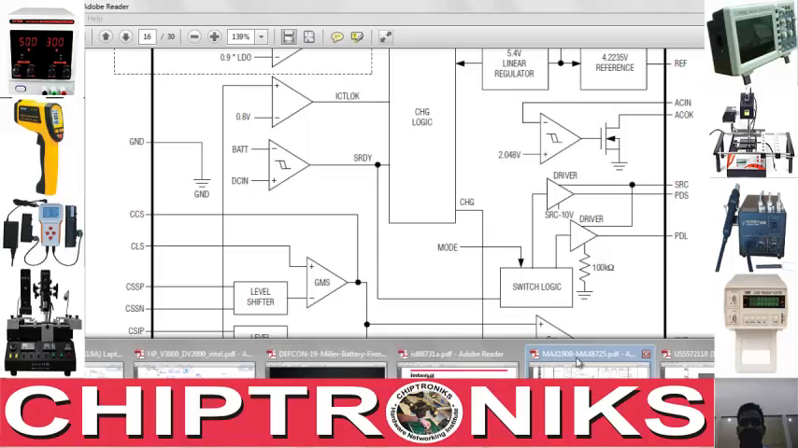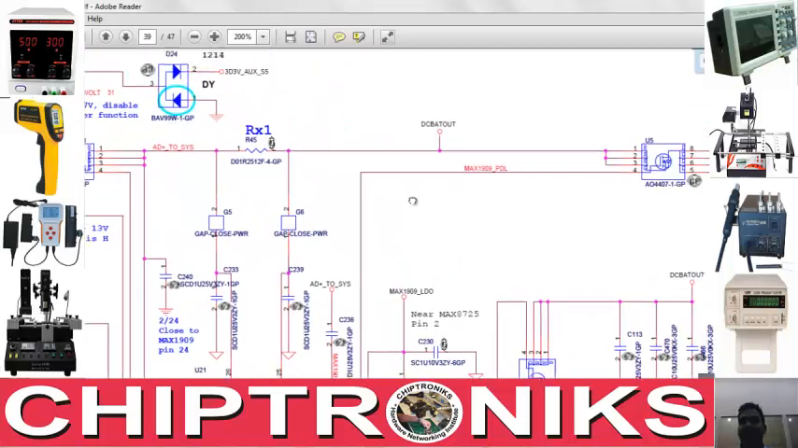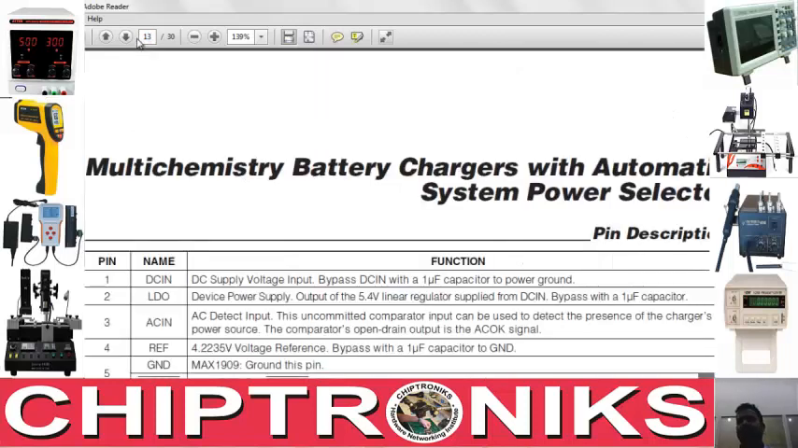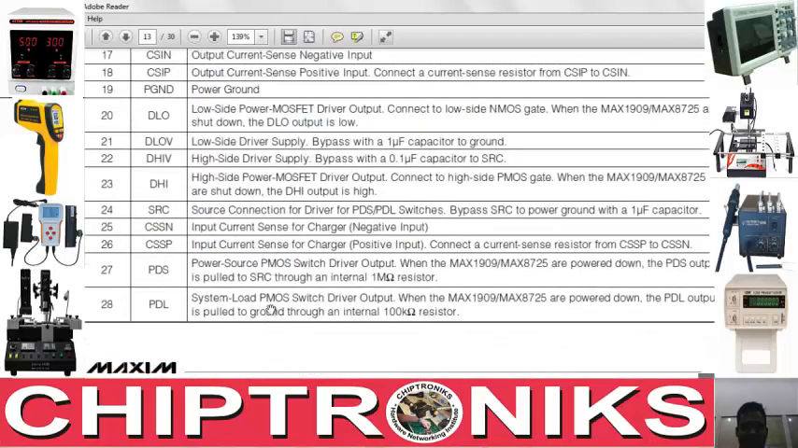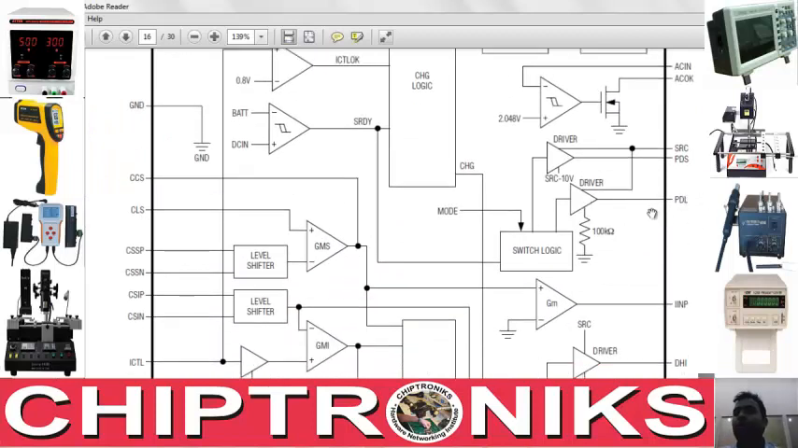So if PDS is turned to SRC, the voltage at gate would become the voltage at source, so this would be turned off. And in this case, PDL, what is told about PDL? Let's see in the data sheet. Everything is written in the data sheet, and if we study it minutely, we can understand that IC very effectively. Okay, what is written about PDL? System load PMOS switch driver output, when MAX19098725 is powered on, the PDL output is pulled to ground. PDL output is pulled to ground.